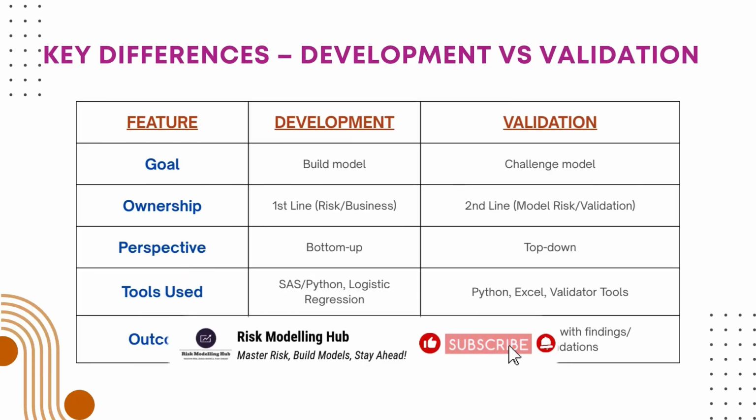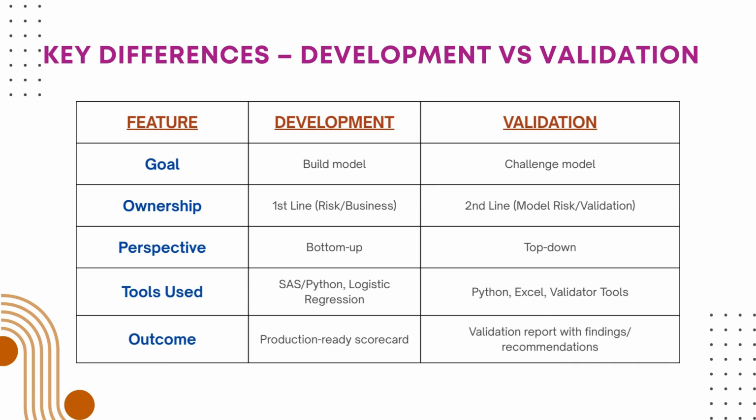So, what are the key differences between development versus validation? So, I have prepared a table which clearly differentiates between the goal, perspective, tools, outcomes and ownership in development and validation. When it comes to goal, the development team builds the model, whereas the validation team ensures its quality. In terms of ownership, development is done by the first line of defense, for example, the credit risk team, and validation is done by the second line of defense, for example, the model risk team. The tools used in development can be SAS, Python, SQL, whereas validation often uses Python and Excel.